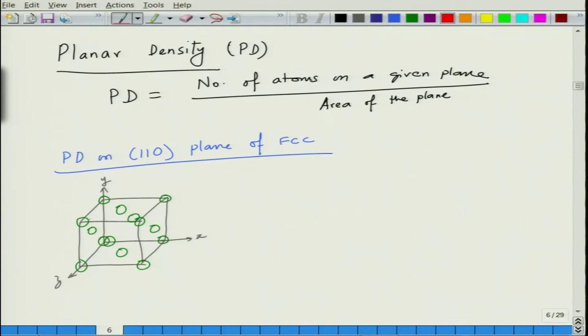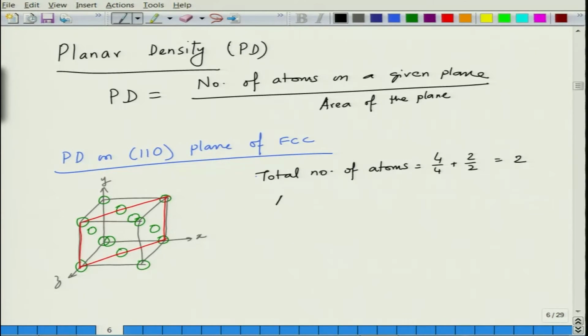So, the 110 plane is the plane which is this plane. All right. So, how many are the number of atoms? In this plane we can see the number of atoms are, so this is 1/4, this is 1/4, this is half, this is half, this is half. So, these two are half, these two are 1/4. So, total number of atoms is basically you can say 4 by 4 plus 2 by 2, this is 2 within this area.